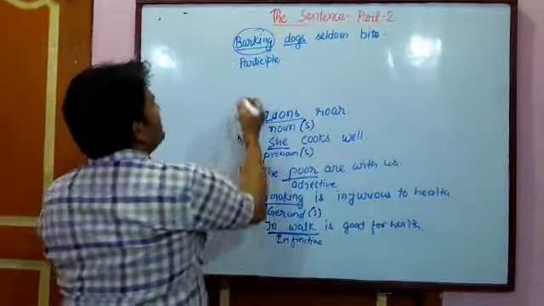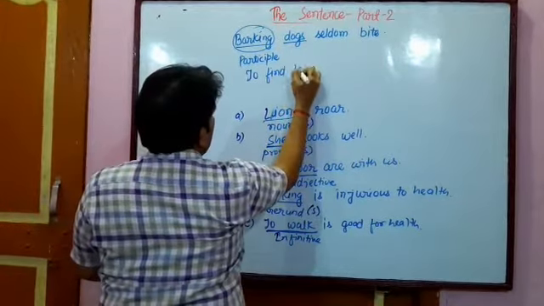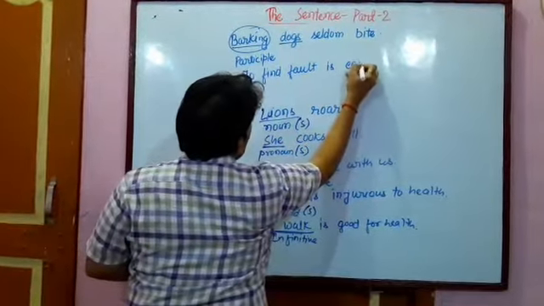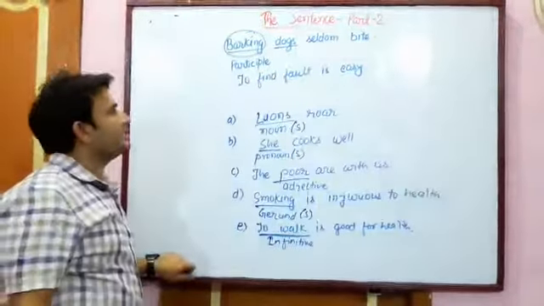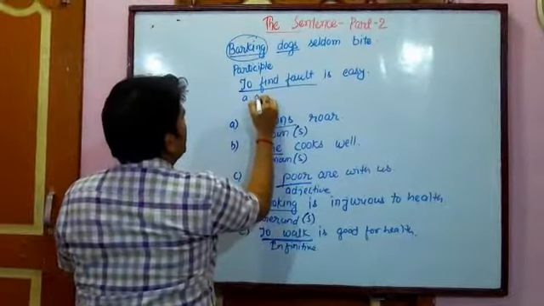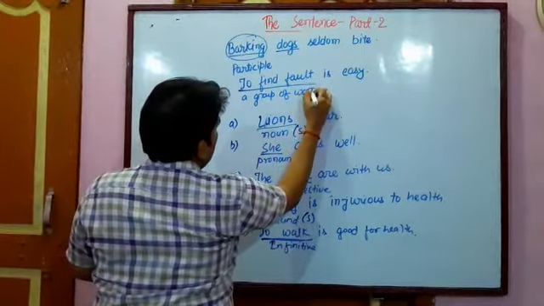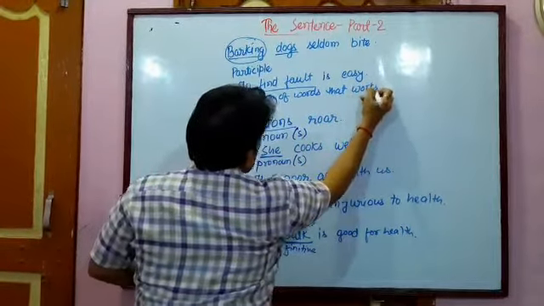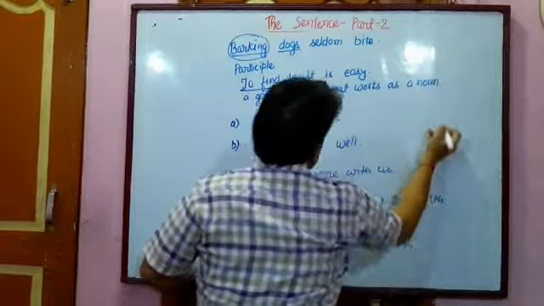In the second sentence: To find fault is easy. As we know, to find fault is easy, everyone is doing this. To find fault is a group of words that works as a noun.